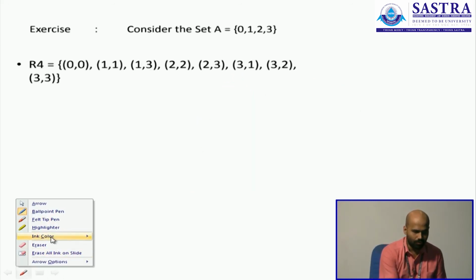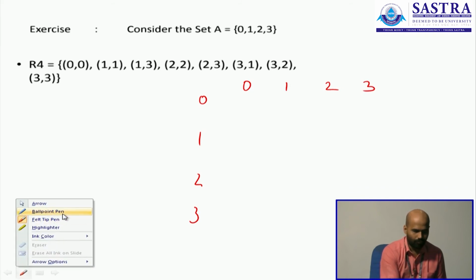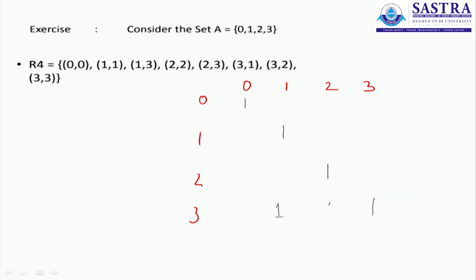Okay, we'll discuss one more. 0 1 2 3, 0 1 2 3. You have (0,0), (1,1), (2,2), and also (3,3). You have (3,1), (3,2), (2,3), and also (1,3). There are 8 entries in the relation, the 8 ones in the matrix, and the remaining 8 entries are zeros, which means we have our matrix ready.